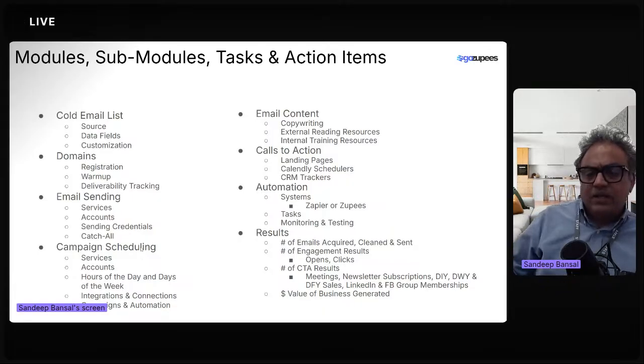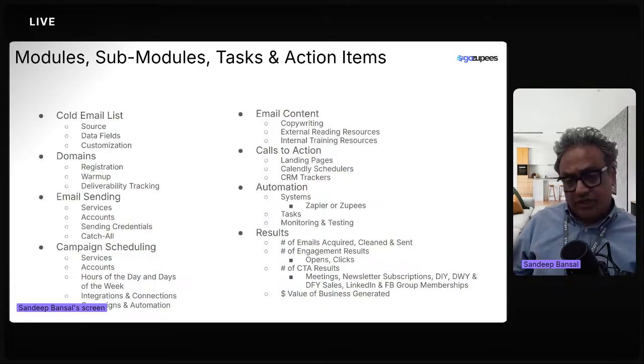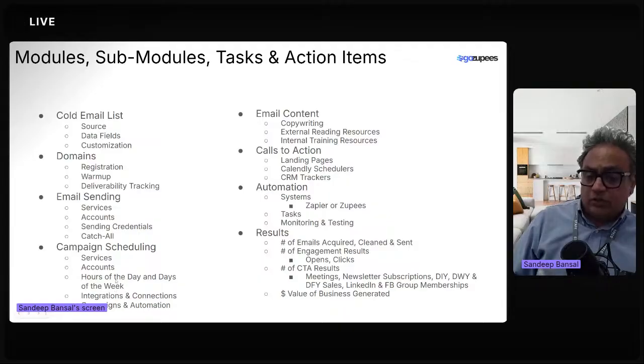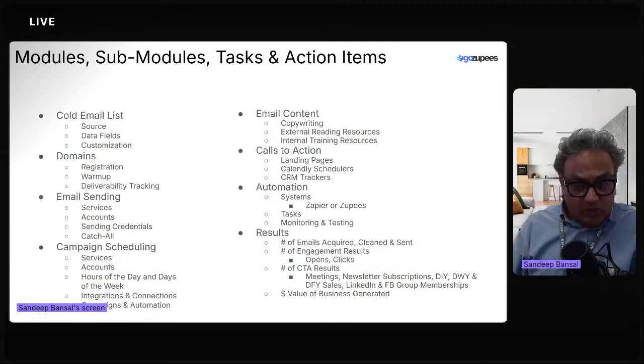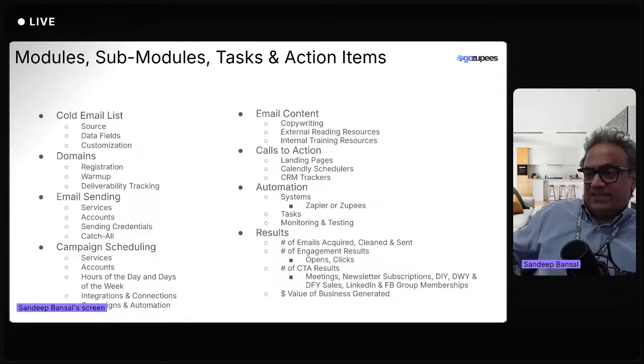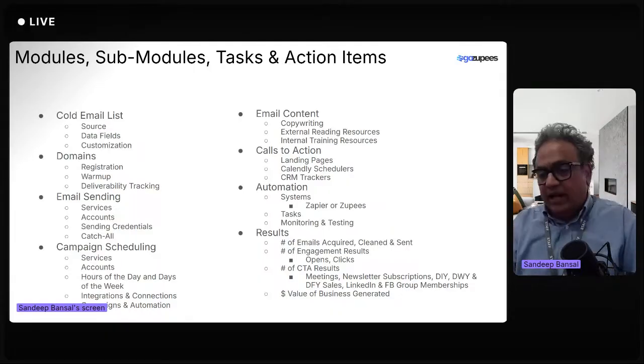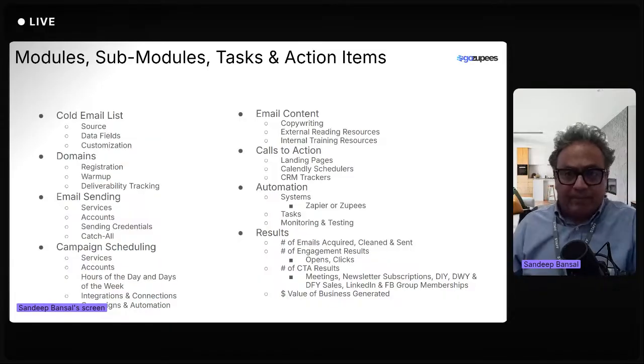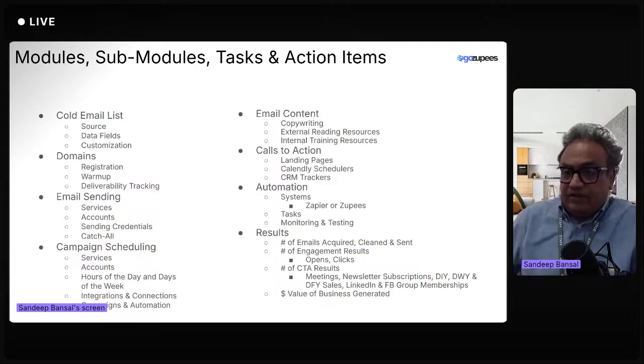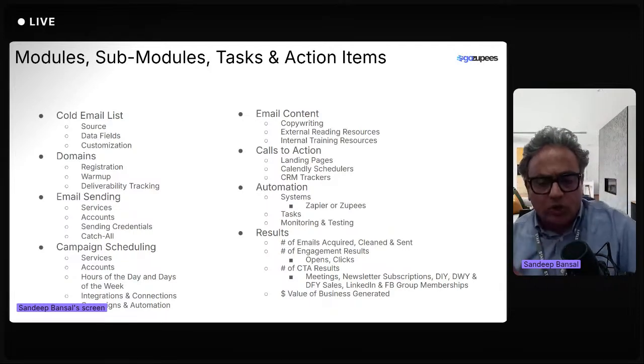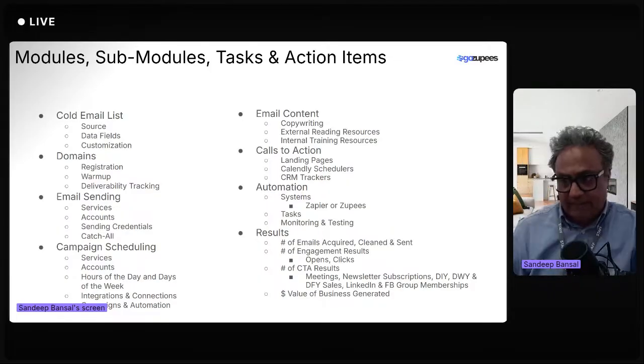Scheduling the campaign, what all services are you offering, what all accounts are you using, what hours of the day and days of the week will you send out the emails, what would be the external integrations if you need to include, such as referring to a LinkedIn message, including a Calendly invite, or any other campaign that you may have running with the company. You may be connecting with 3 different people in the organization, so you might want to include that here. So those automations should be integrated here in the campaign scheduling part.